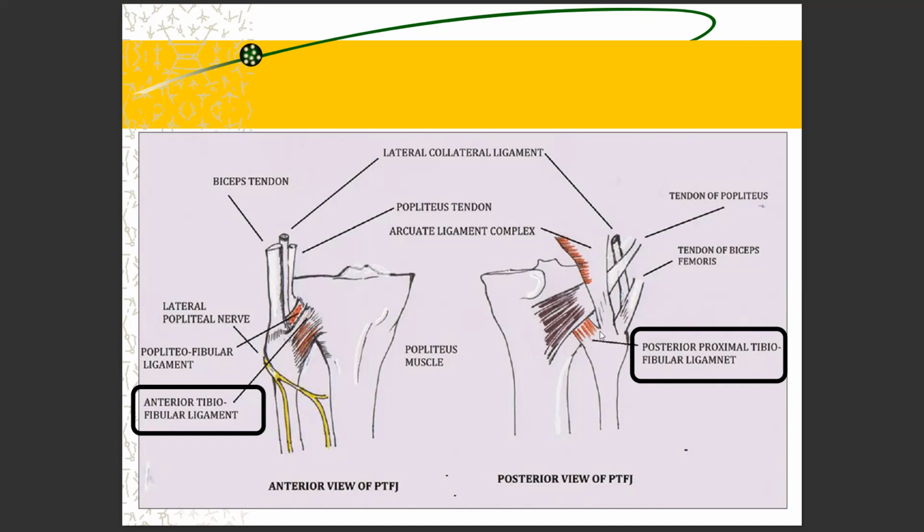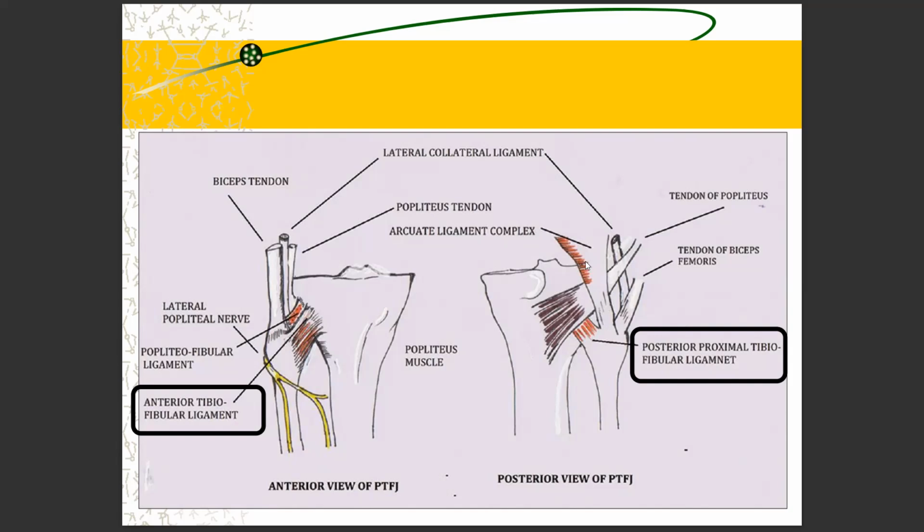Just superior to that posterior proximal tibiofibular ligament, on the superior posterior surface of the fibular head, there is a group of ligaments. There are actually 3 ligaments, and all these three ligaments are combinedly called the arcuate ligament complex.